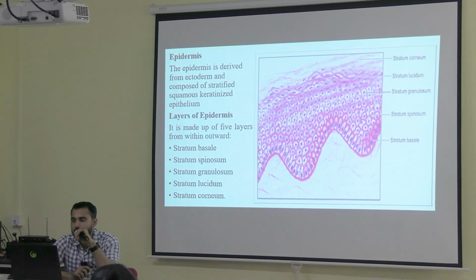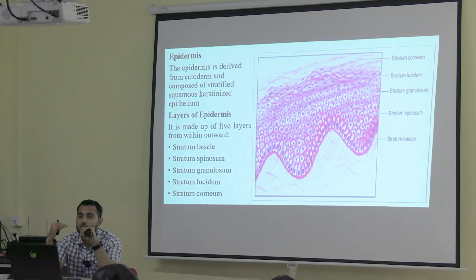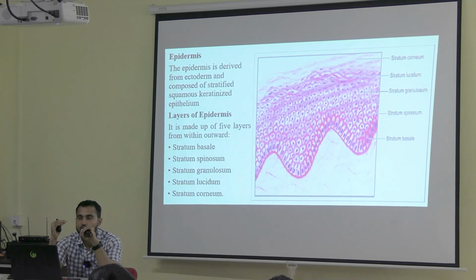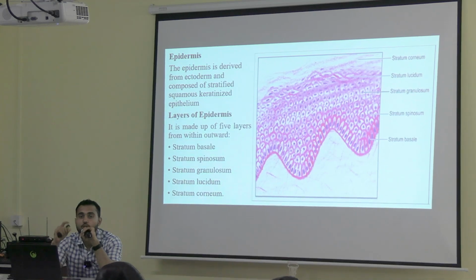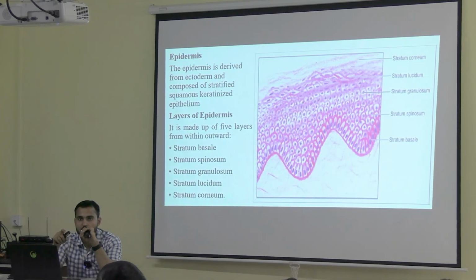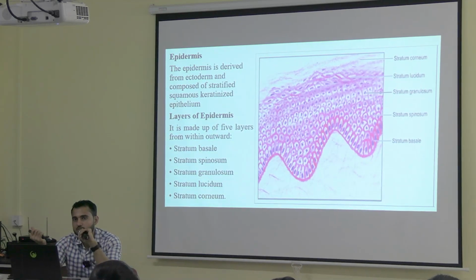Above the basal layer, several layers of polygonal cells are there. Okay, several layers, or you can say multiple layers. 4 to 5 layers of multiple cells are present. Okay, they are polygonal in appearance. Now, if they are polygonal in appearance, then why are they called spinosum?